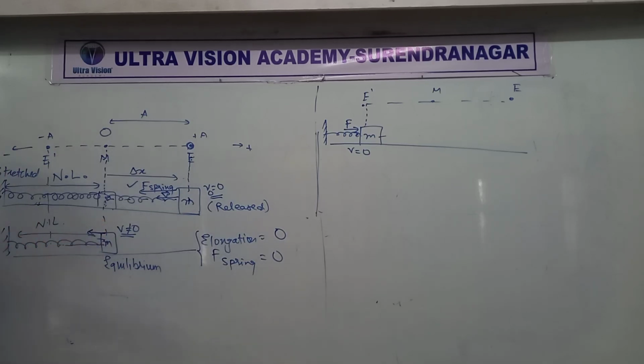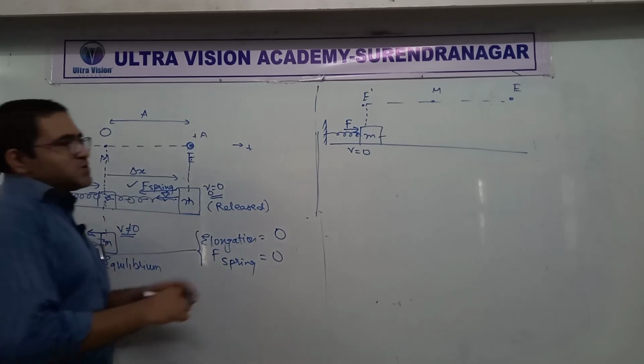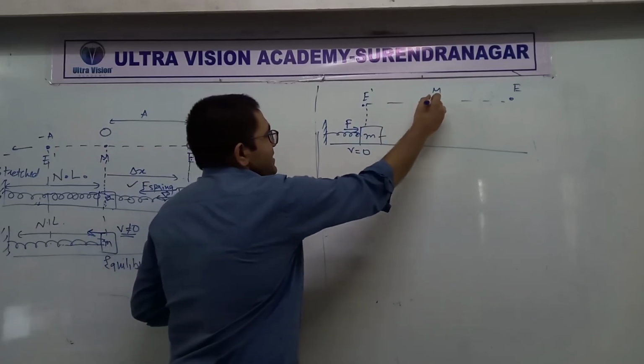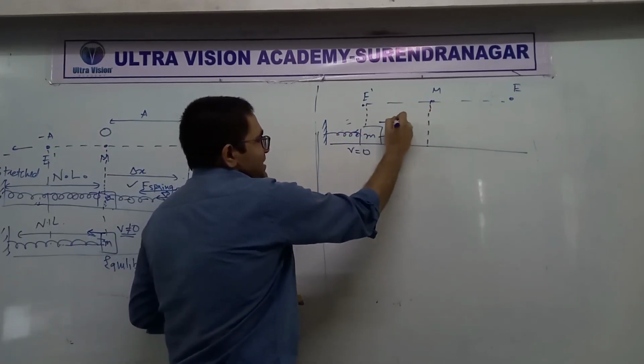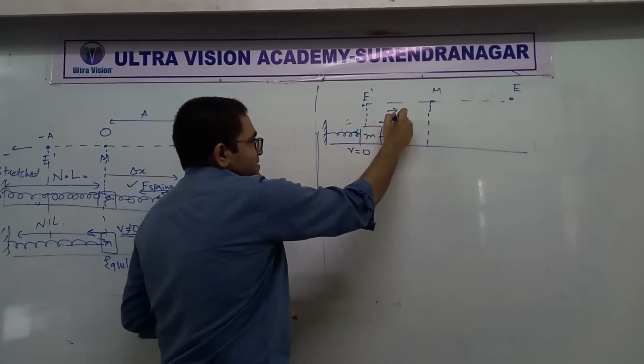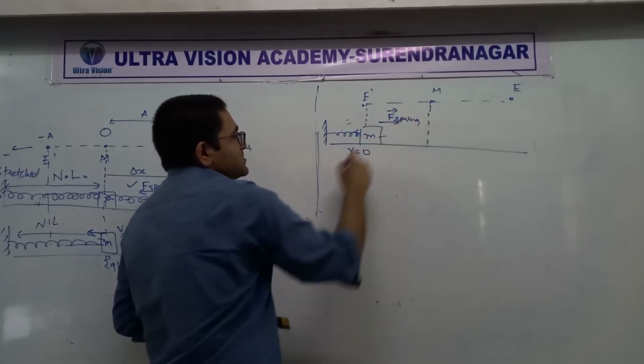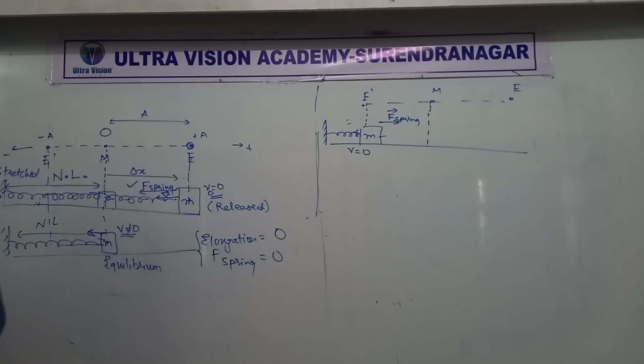It will come towards the left side. Right? So, then what will happen? The force will try to stop it. So, it will slow it down. So, anywhere between M and E dash, the force is always towards right side. Is that clear? Because the spring is compressed.